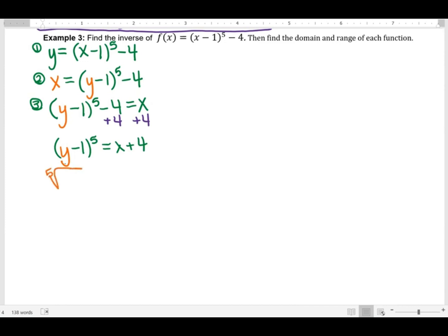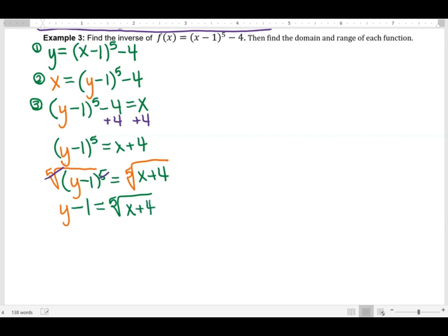So we're going to take the 5th root of (y minus 1) to the 5th, and whatever we do to one side, we have to do to the other side. This time we do not need a plus or minus because our index, the little number on the radical, is odd. On the left-hand side, the 5th root and the 5 take care of each other. We don't need the parentheses anymore, so we have y minus 1 is equal to the 5th root of x plus 4. We need to add the 1 to both sides.